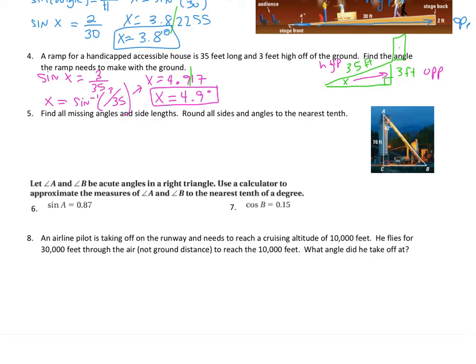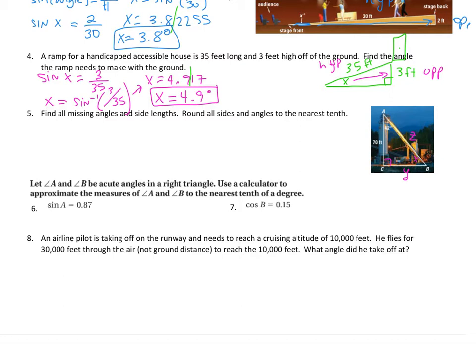Number 5, we're going to try this in these set of notes, but on the next set of notes, we're going to focus solely on questions like number 5, where we need to find all the missing angles and all the missing sides. How we would do that is, when we look at our picture, the easiest thing to find probably is the other angle, so angle B. So I'm going to label this as an X. This side is Y, and this side is Z.